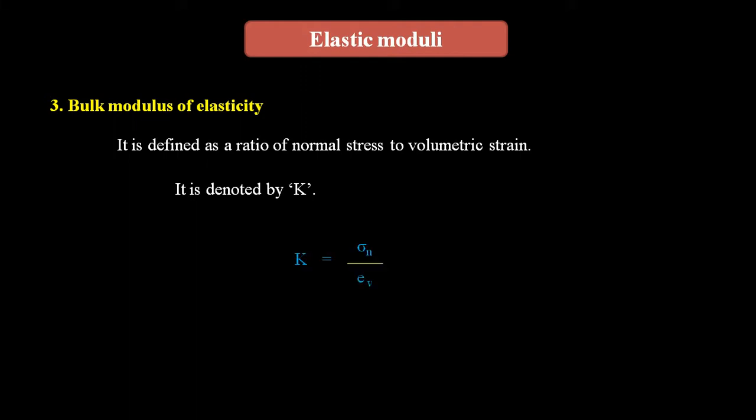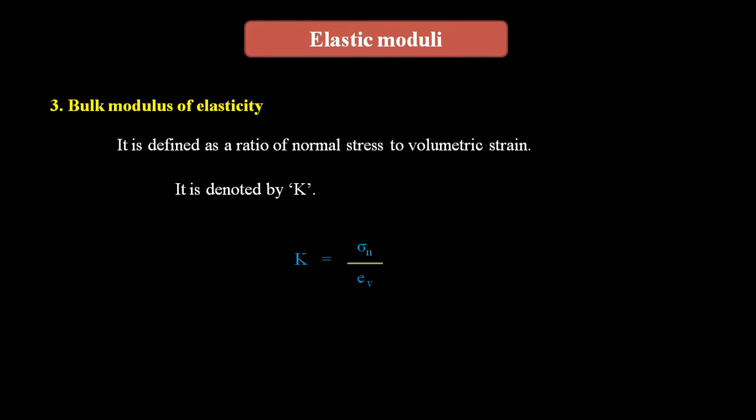So from the definition we can write K is equal to sigma n divided by EV, where sigma n is the normal stress and EV is the volumetric strain. This is the formula we can write based upon the definition given to the bulk modulus of elasticity. So these are the three types of elastic modulus. Okay, the types are over.